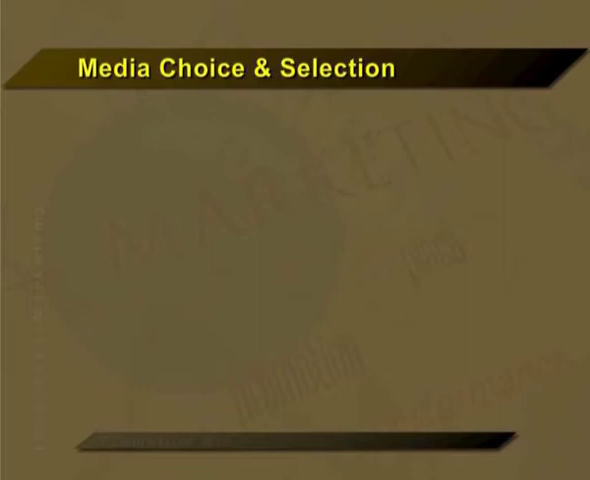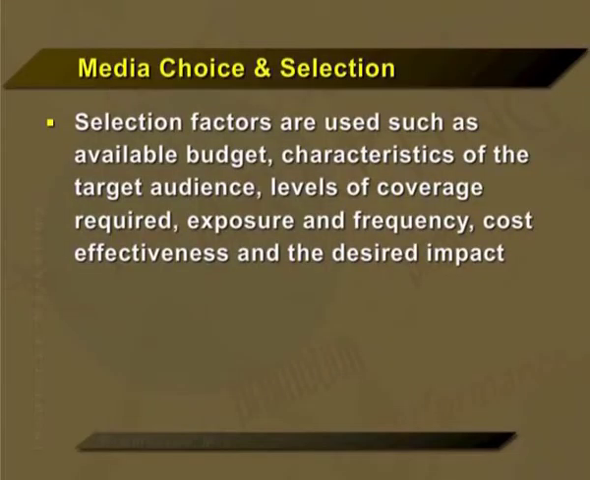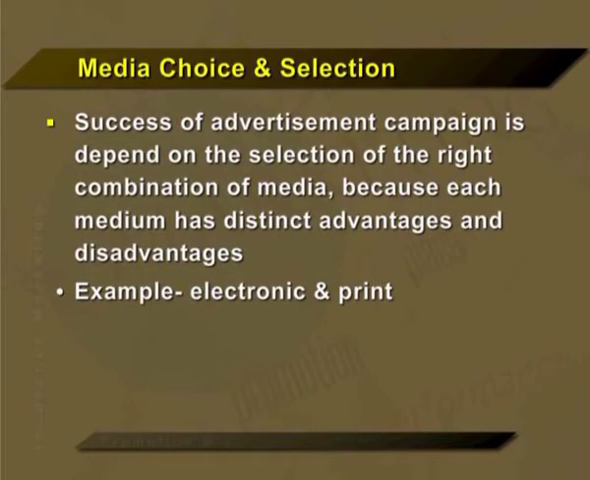The next one is media choice and selection. Marketing managers select the most suitable media for advertising from different types of media. Selection factors used are available budget, characteristics of the target audience, level of coverage required, exposure and frequency, cost effectiveness and the desired impact. In the selection of the communication media, the cost effectiveness of each type of media is considered. The success of an advertisement campaign depends on the selection of the right combination of media because each medium has distinct advantages and disadvantages. Example, electronic and print.